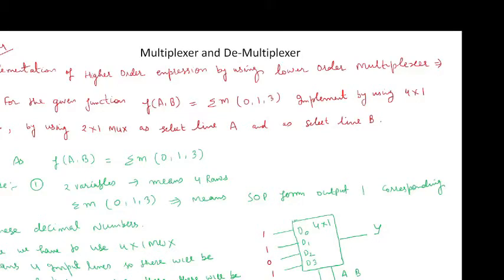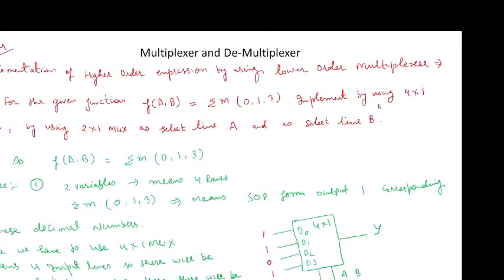Hello everyone. Today we will discuss both types of problems in multiplexer and demultiplexer. Here we have to implement a higher order expression by using a lower order multiplexer. The first problem is that for the given function F(A, B) = Σm(0, 1, 3).